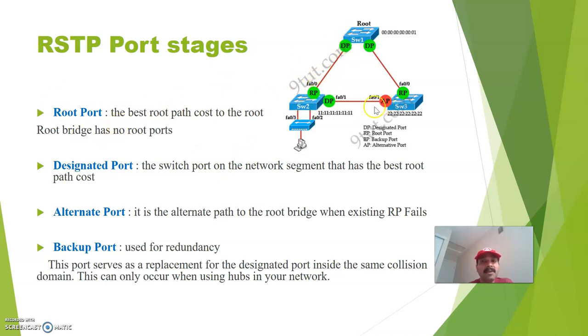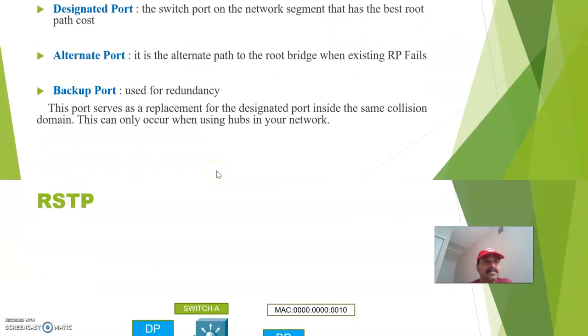And what is an alternate port? It is an alternate path to the root bridge when the existing root port fails. That is the purpose of an alternate port, taking an alternate path to the root bridge in case of the existing root port's failure. So what is a backup port? To switch 2, I have connected a hub, right? So there are two links. Assume this is a designated port and this is a backup port. When the existing designated port fails, we will use this port as a redundant port. It is always used for redundancy when the existing designated port fails.